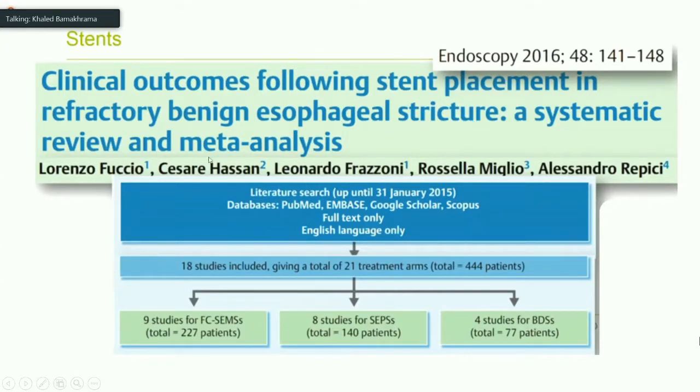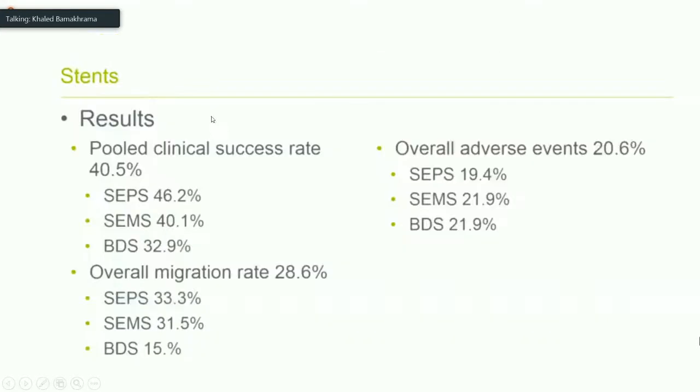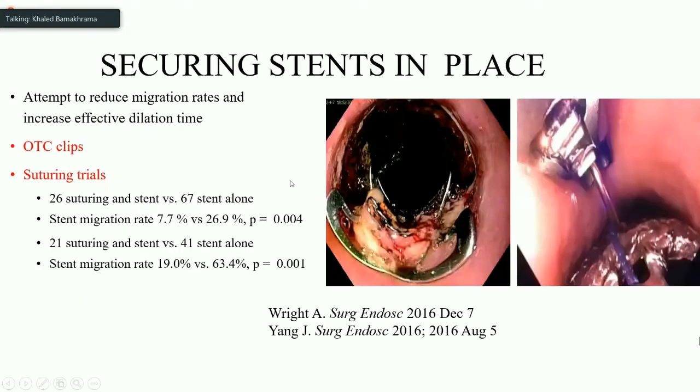This is a systematic review and meta-analysis of 444 patients. In this meta-analysis, they reviewed all the stents, the fully covered plastic and the biodegradable stents. And you can see in this result that clinical success is 40%, better with fully covered rather than biodegradable stents. And overall migration rate is 28%, and less with the biodegradable stents.